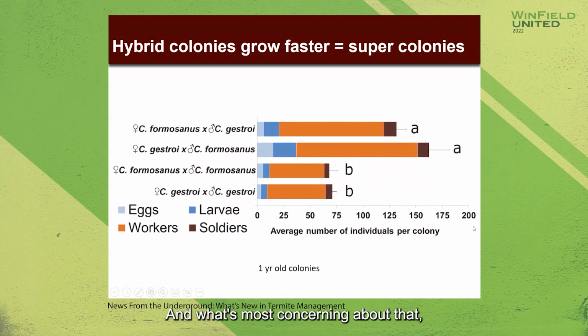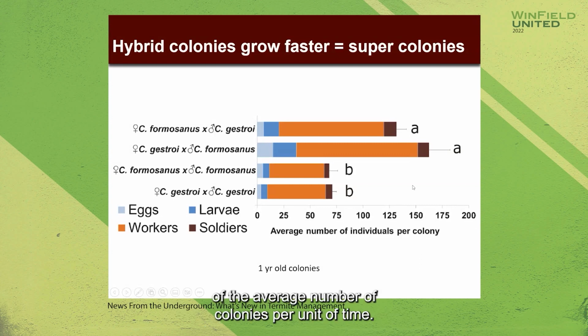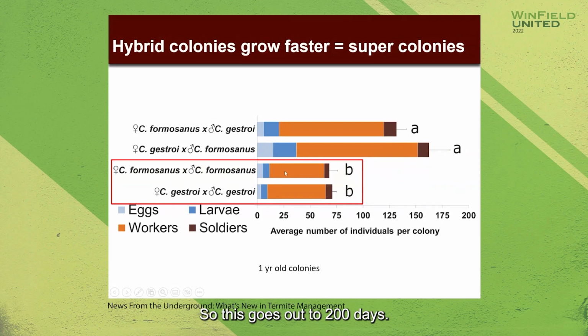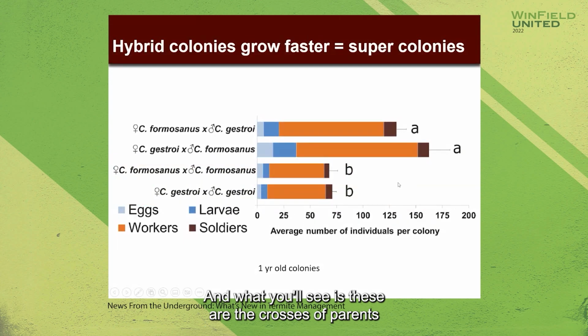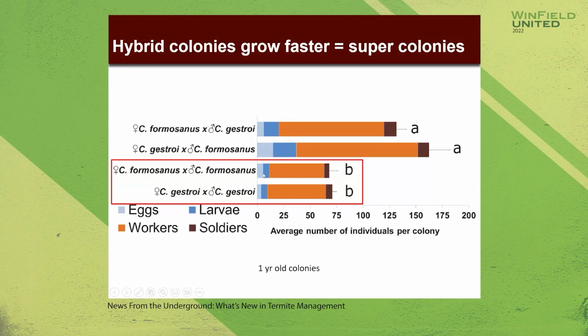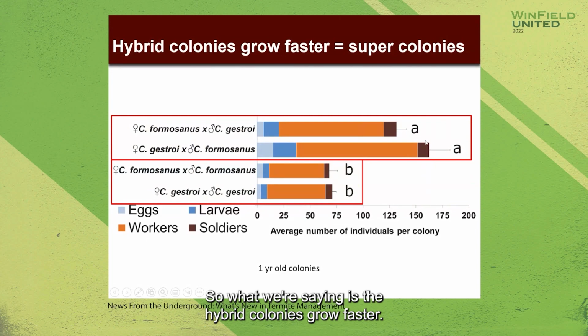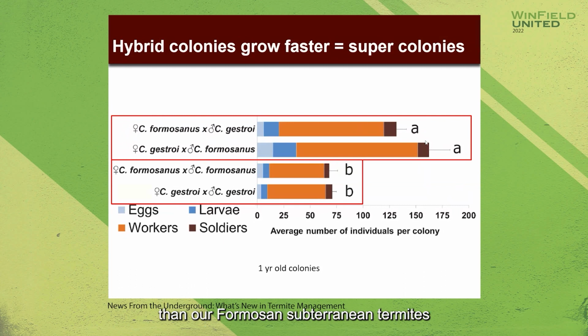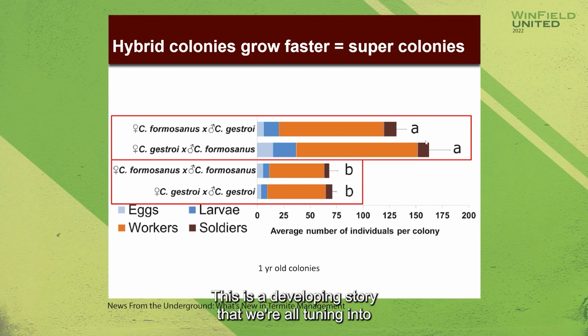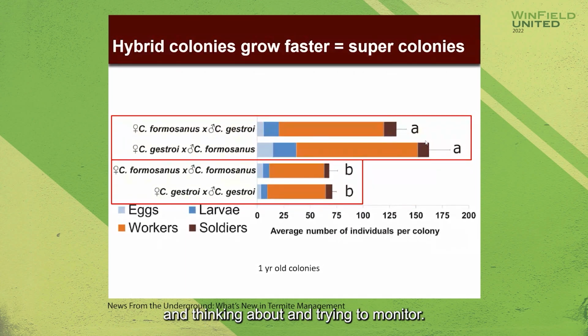And what's most concerning about that is, what you're looking at here is a graph of the average number of colonies per unit of time. This goes out to 200 days, and these are the crosses of parents of one species, so Formosan mom and pop, or Asian subterranean termite mom and dad, compared to the hybrid crosses. What we're saying is the hybrid colonies grow faster. That's a problem. And the other problem is that they're more cold tolerant, meaning we expect them to be able to survive further into the interior United States than our Formosan subterranean termites or Asian subterranean termites. So keep your eyes on this. This is a developing story that we're all sort of tuning into and thinking about and trying to monitor, at least Thomas is in South Florida.